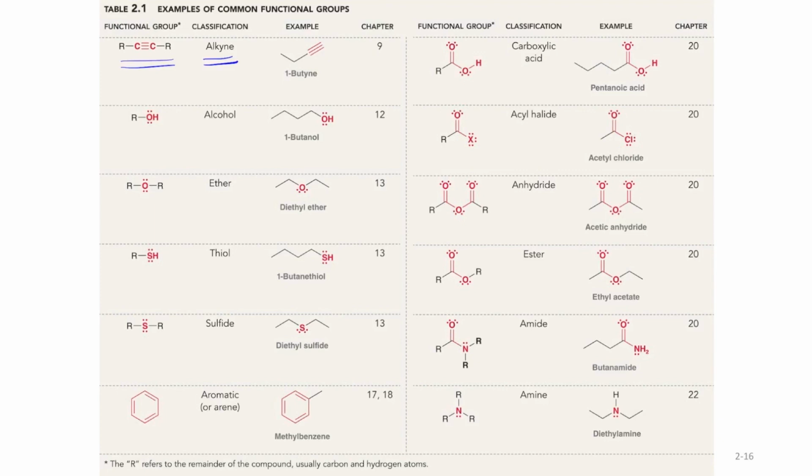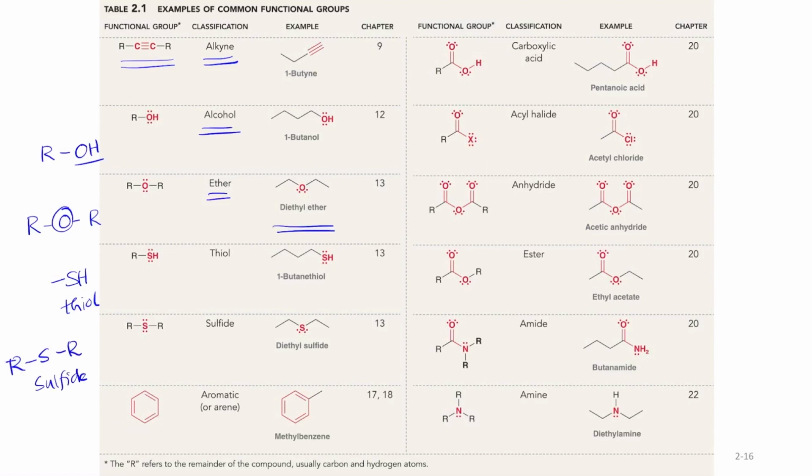Next, if you take a long carbon chain and you add OH to it, that OH is a representation for alcohol. And if there are two chains that are bonded with an oxygen in the center, that represents ether. An example of that is diethyl ether. If in place of OH you have SH, it's called thiol. In place of ROR, if you have RSR, this is called a sulfide.